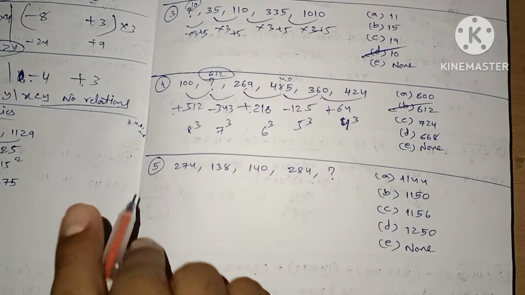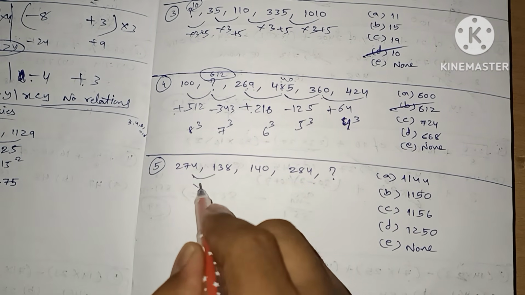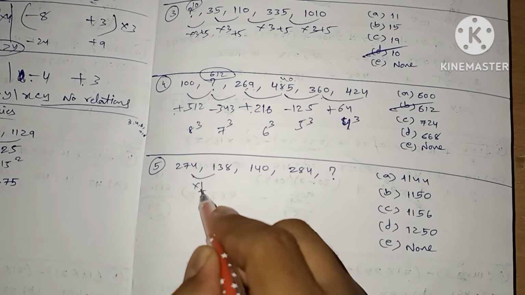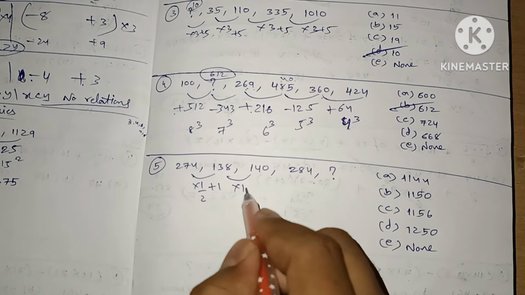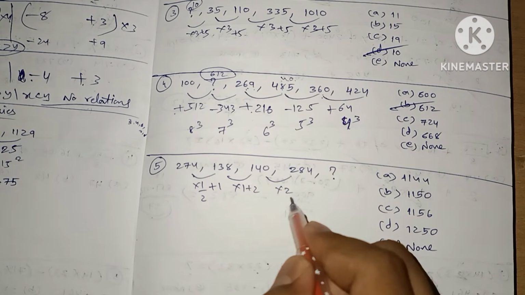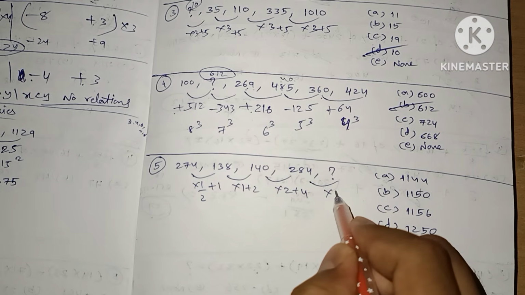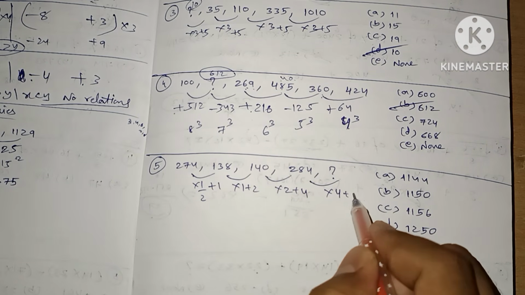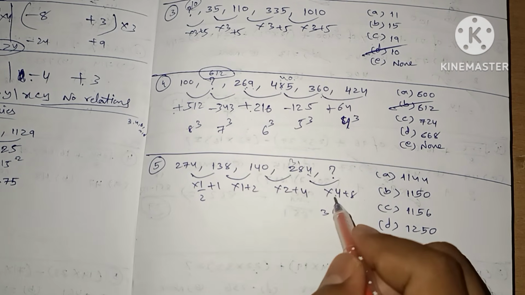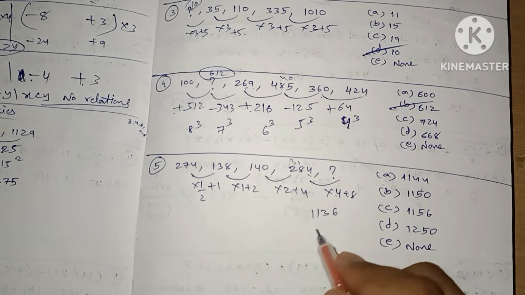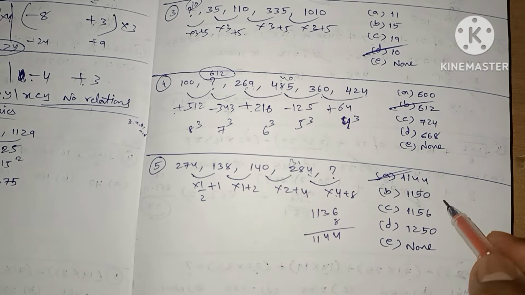Next, fifth question. Here we see into half times, which will be 137 plus 1. It is into 1 times 138 plus 2. It is into 2 times 280 plus 4. So it must be into 4 times plus 8. For 4 times is 16. 8 times 32, 33. 8 11 1 1 3 6 plus 8 1 1 4 4. So option A is our answer.